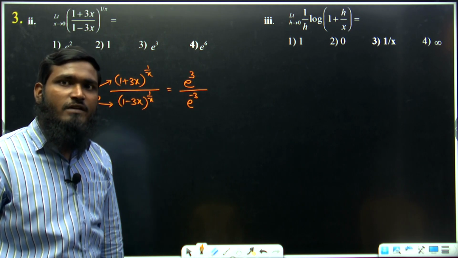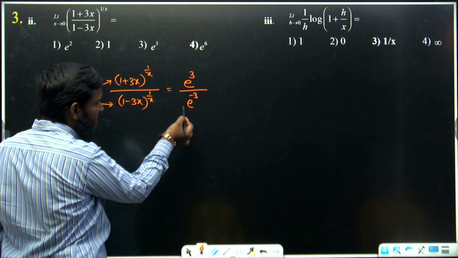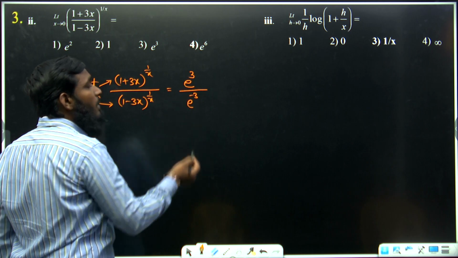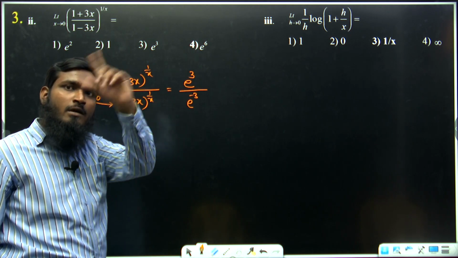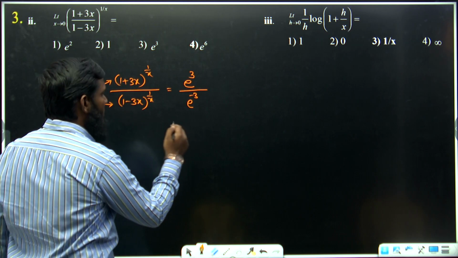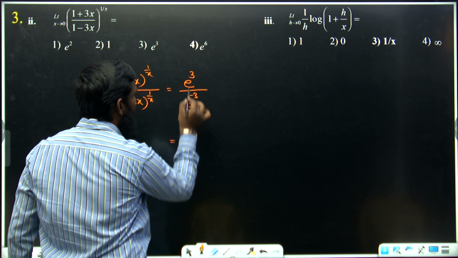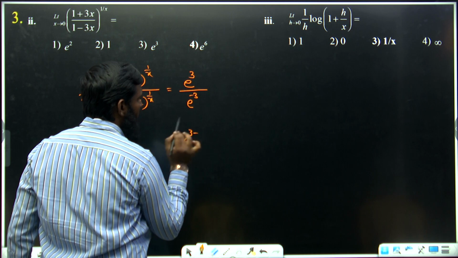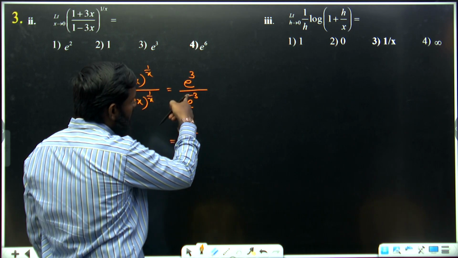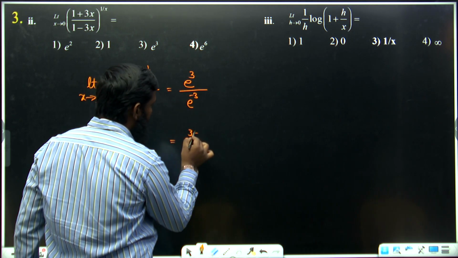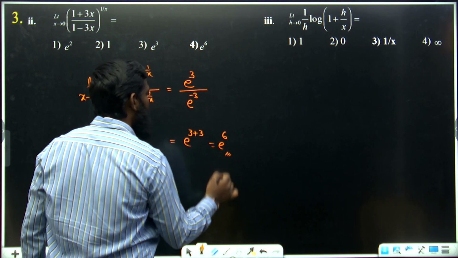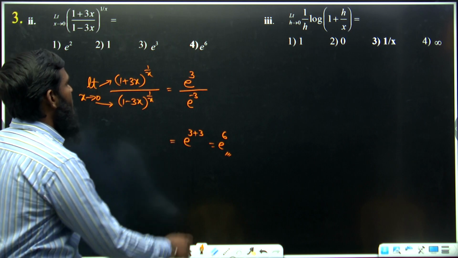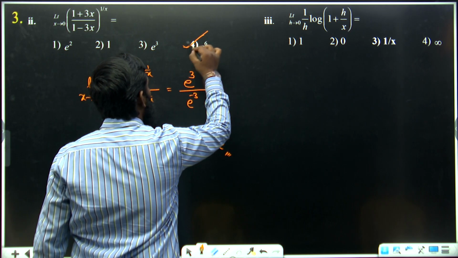Now what simplification can we do with this part? When bases are the same, in division the powers should be subtracted. When bases are the same, in multiplication the powers should be added. So let us see this part. It equals e power 3, and since we subtract, minus, then again the power we have is minus 3. So minus into minus is plus 3. It equals e power 6. What's the answer we are getting? e power 6. e power 6 means let us go with the fourth option over here.